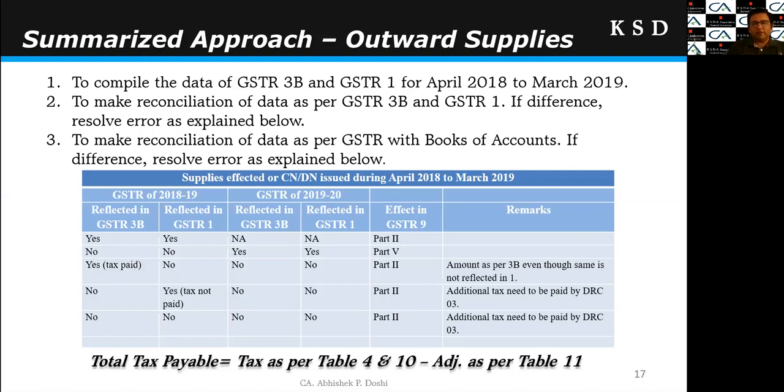So at last we can say total tax payable as per books of account should be tallied with tax payable as per table 4 and table 10 less adjustments as per table 11. So table 4 plus table 10 minus table 11, ideally it should match with my total tax payable as per the books of account.